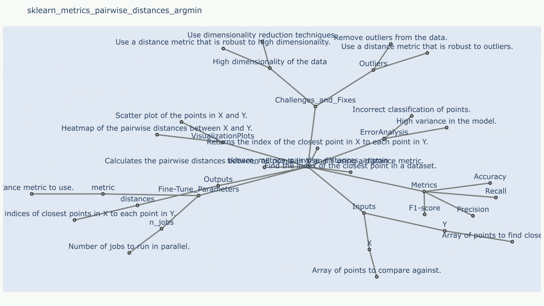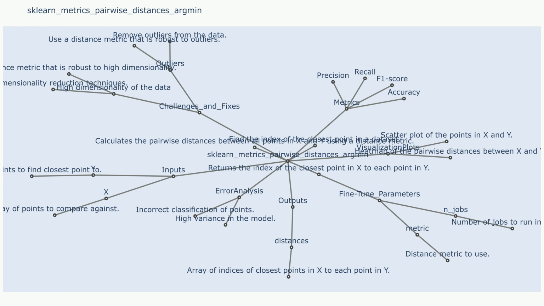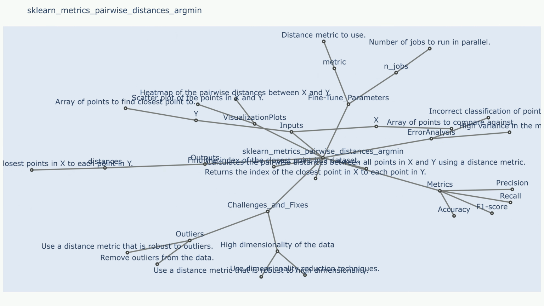Fine-tune parameters: metric: the distance metric used to calculate distances between query points and data points. Common options include Euclidean, Manhattan, and cosine. Axis: the axis along which to compute the distances. One means to compute distances between the rows of X and the rows of Y.